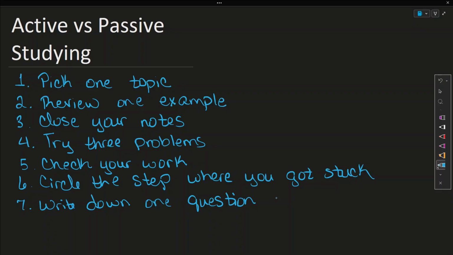Passive studying helps you become familiar with math. Active studying helps you become ready to do math. Both have a place, but active studying is what builds confidence for exams. Start small. Try one problem. Check your work, learn from it, then try another. That is how progress happens. You can do this.